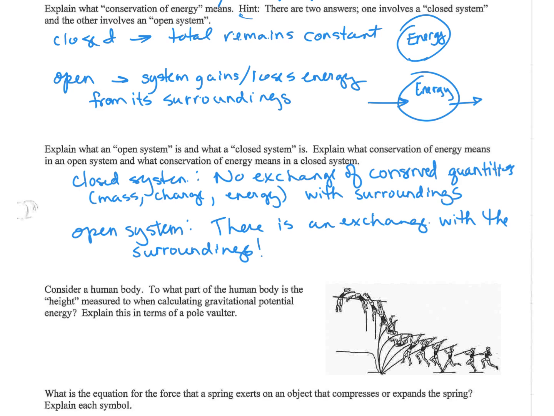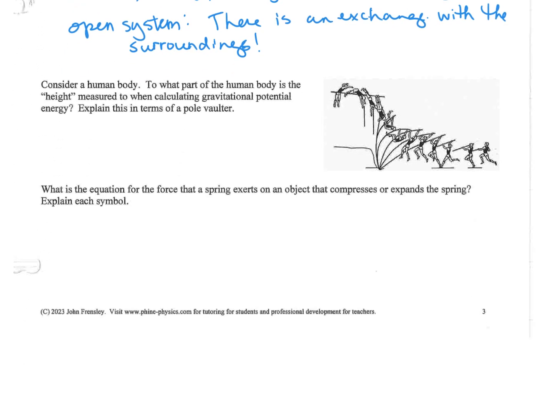Now, let's look at this guy right here. It says, consider a human body. To what part of the human body is the height measured when calculating gravitational potential energy? Explain this in terms of a pole vaulter. All right, we measure the height from our center of mass. Okay? From our center of mass.